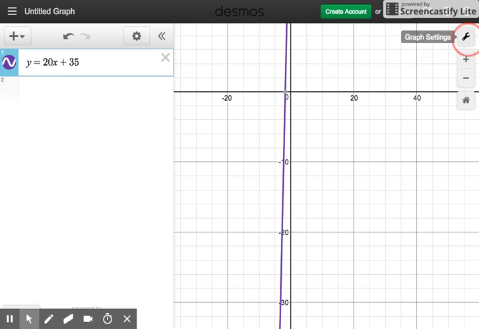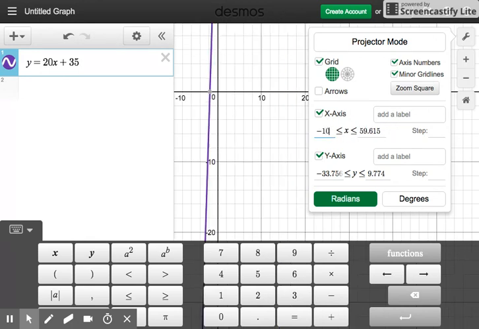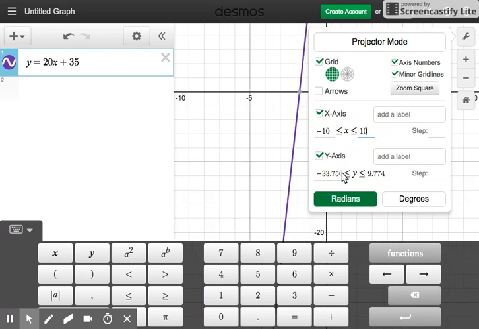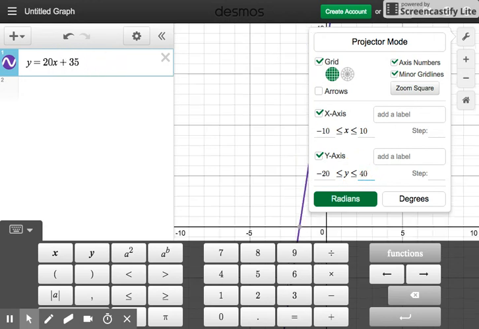So something really cool about Desmos, you can come up here and you can just change the x-axis. Let's make it a little bit smaller. So we're going to go negative 10 and positive 10. And the y-axis is what we really want to see. So we're going to go negative 20, and then we'll go up. Since our intercept is going to be at 35, we're going to go up to 40.